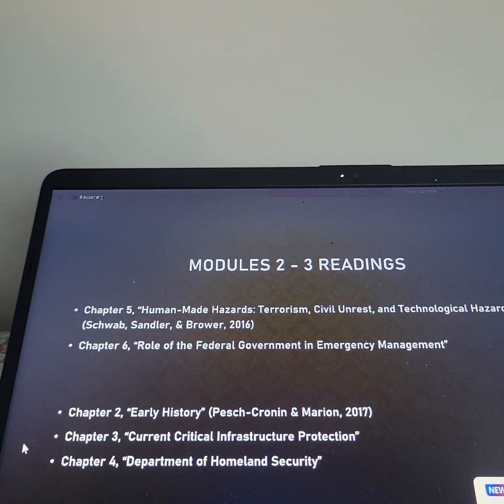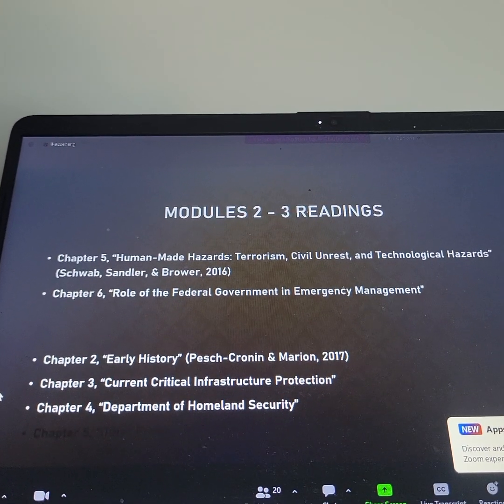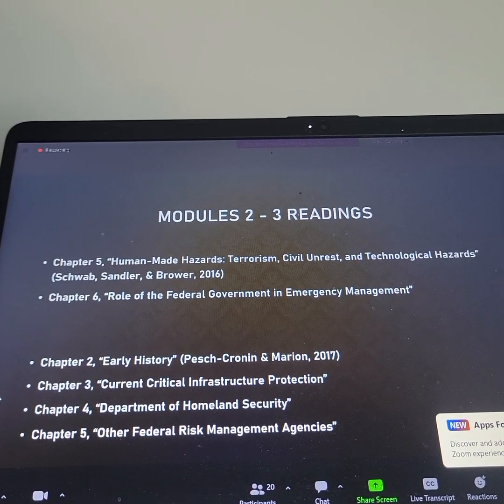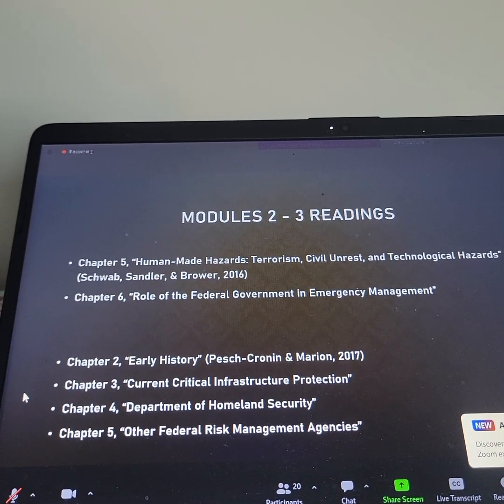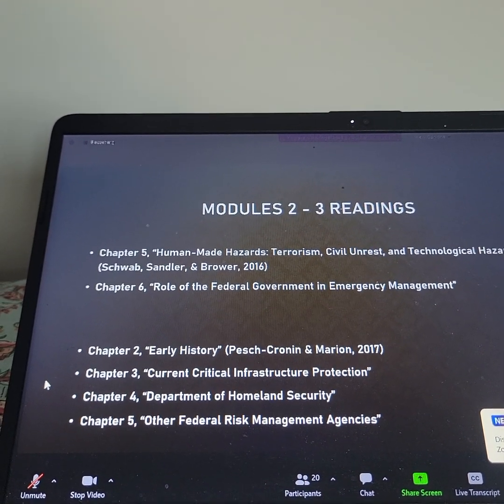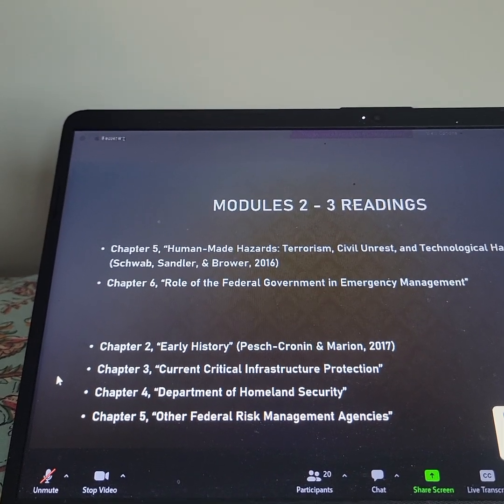The readings, again, chapter 5 and 6, and then chapters 2, 3, and 4, I believe, in the Pesch, Cronin, and Marion. All right. Both are available to you through the library. Also chapter 5. Okay, these are very easy reads. Those chapters are pretty short, but they do cover a lot of what you need to know, the backgrounds for the policies, kind of shape how the nation prepares and responds to disasters.